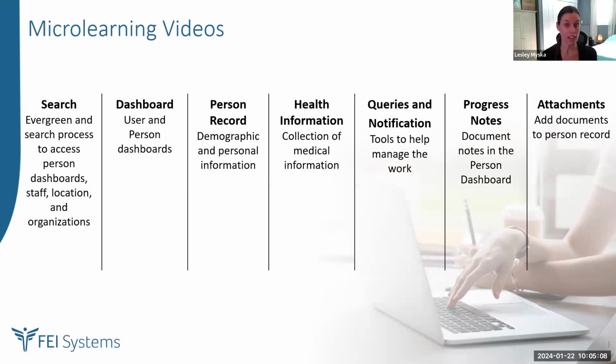There is one for queries and notifications. We'll actually cover that topic together today in probably the same level of detail that the microlearning has, but you can definitely listen to that if you're interested. There's also one on progress notes, so roles that have the ability to create and or promote My Notes to progress notes. There's a microlearning that tells you a little bit more about that. And there's one related to attachments, which is how you can upload documents against a person record in Evergreen. So highly recommend that you go listen to those if you haven't. If you already have and you just want to listen to them again, they're out there for you to do that as many times as you like.